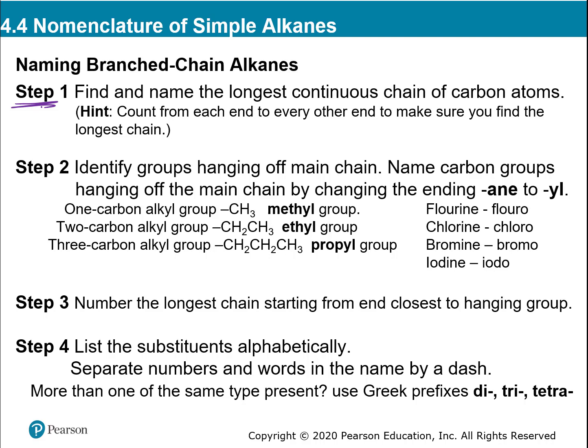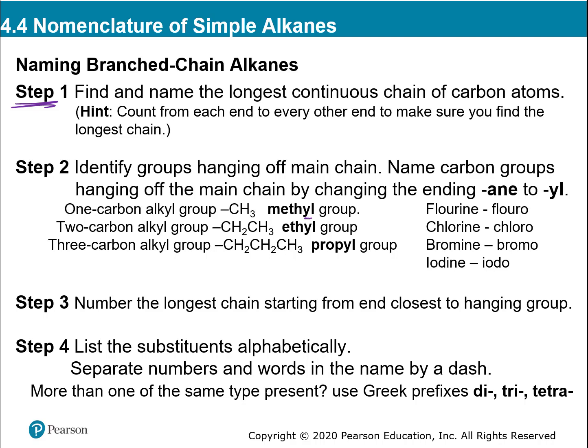Then 2, you would then identify any groups that are hanging off. These are really the only groups we are going to work with. If there's extra carbon groups hanging off, or if there's one of the halogens hanging off. And the reason why we use these ones is because they're pretty straightforward. So if you have a single carbon group hanging off, it'll look like a CH3 sticking off of the main chain. Instead of methane, if it's a group hanging off, they call it a methyl. If it's a 2 carbon group hanging off, they call it, instead of ethane, it now becomes ethyl.